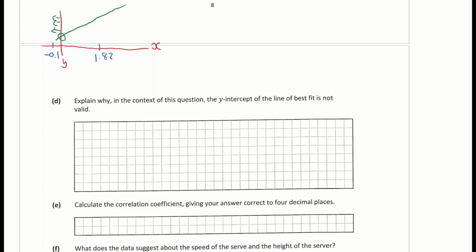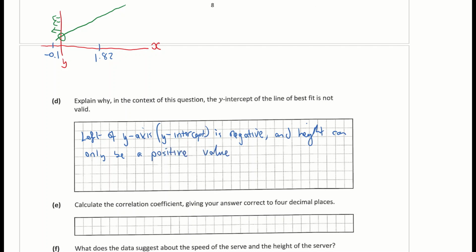And if you think about it, we can't have a negative height for our tennis player. So that's the reason why the line of best fit will not cross the y-axis. So I'm just going to state left of the y-axis, or in other words, the y-intercept is negative. So everything to the left of the y-axis is going to give me a negative height, and height can only be a positive value. So we're not accepting the negative values.